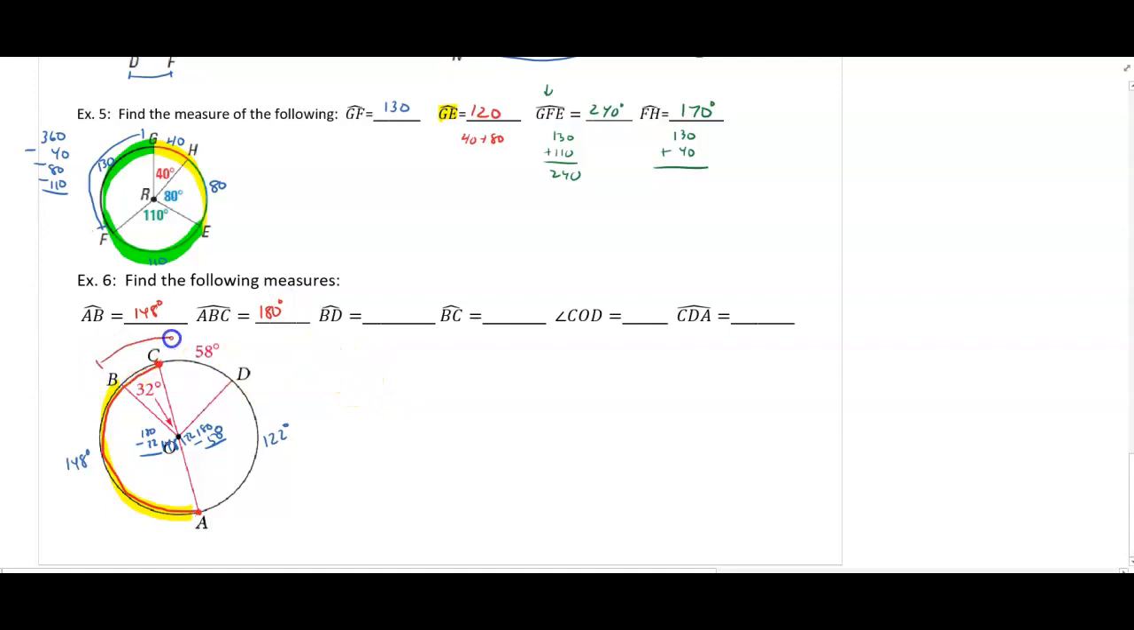BD would be 32 plus 58, which is 90 degrees. BC is going to be 32 degrees. Angle COD, that's this angle here. Well, that's equal to the measure of the arc, so that's 58 degrees. And then C to D all the way to A, that's half a circle. So that's going to be 180 degrees.